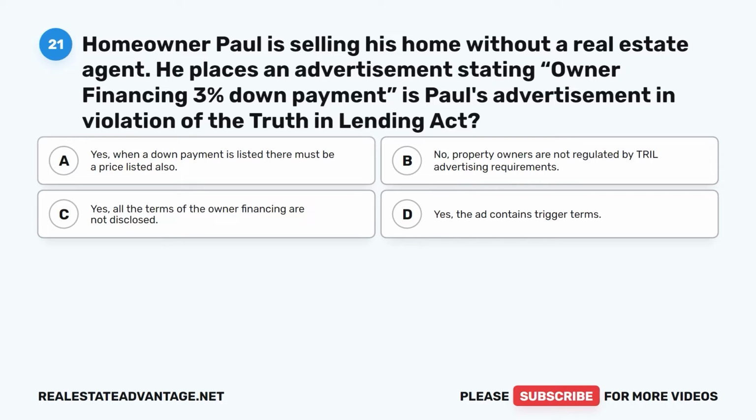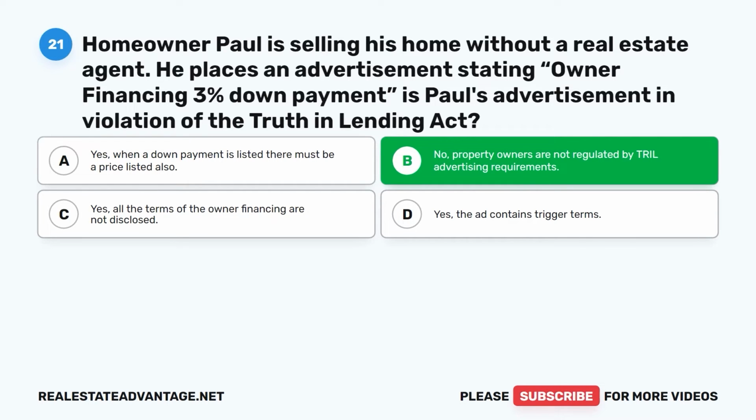A. Yes. When a down payment is listed, there must be a price listed also. B. No. Property owners are not regulated by TILA advertising requirements. C. Yes. All the terms of the owner financing are not disclosed. D. Yes. The ad contains trigger terms.